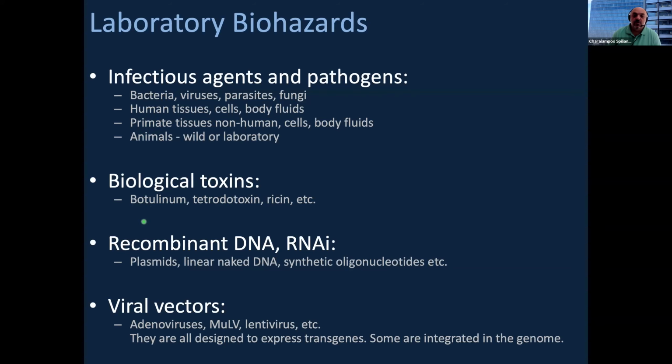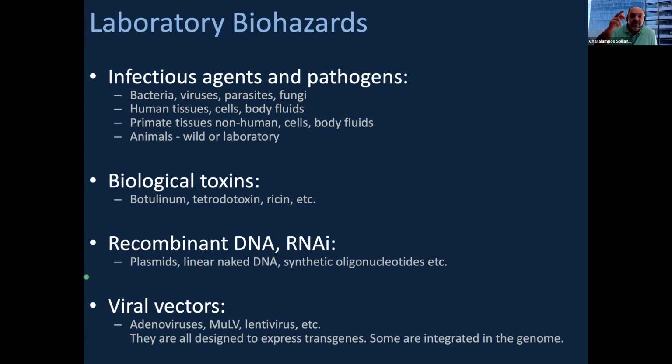We do use tons of recombinant DNA and RNAi. Most of the labs are working with plasmids, linear naked DNA, or even synthetic oligonucleotides. And imagine that all these are biomolecules that could potentially be integrated into the human genome, especially when they're combined with viral vectors such as adenoviruses, murine leukemia virus, or lentiviruses that we utilize in order to transiently transfect cells, either human cells or others.